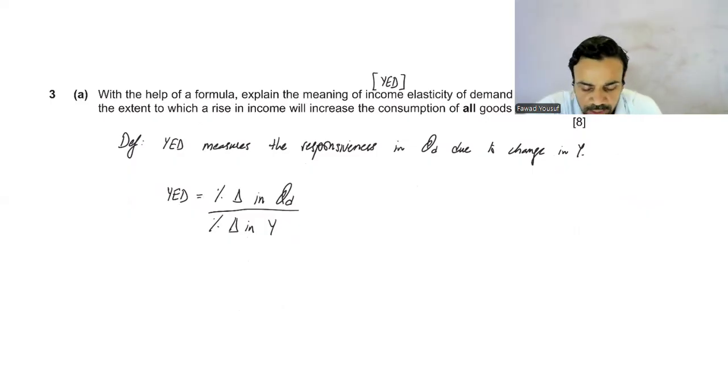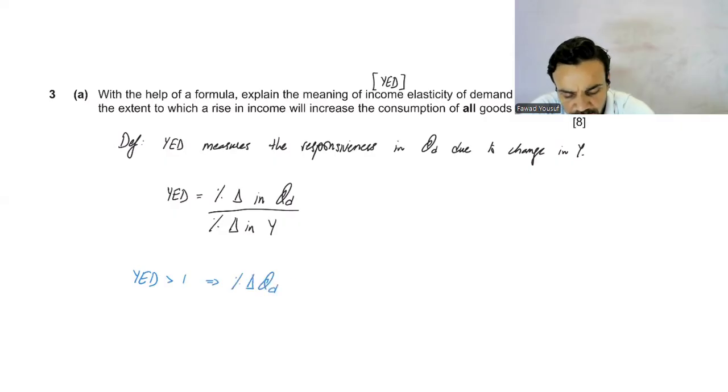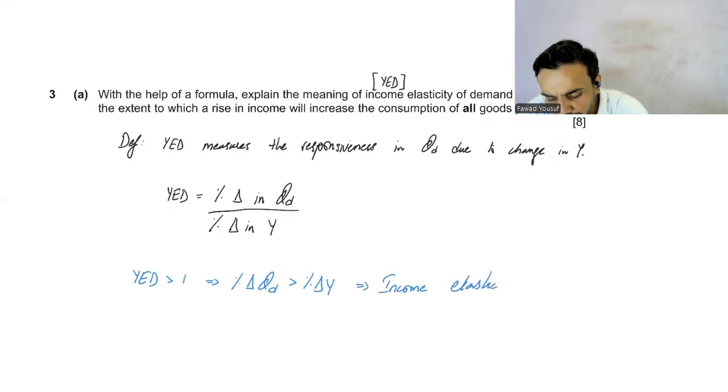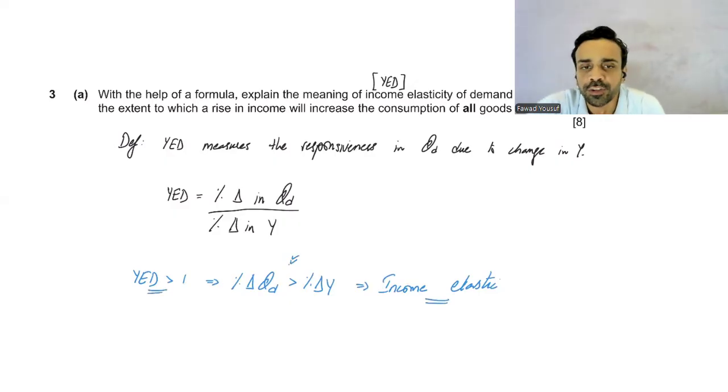सो एक जो चीज मैं बोलूंगा वो मैं ये कहूंगा कि अगर YED की वैल्यू greater than 1 है, ठीक है, what that means is that the percentage change in quantity demanded is bigger than the percentage change in income, because ये income elastic की बात हो रही है. ये तीनों चीजें आप जरूर लिखा करें जब आप इनकम इलास्टिक को एक्सप्लेन कर रहे हो. This is the word, this is the definition, and this is the coefficient related understanding of it.